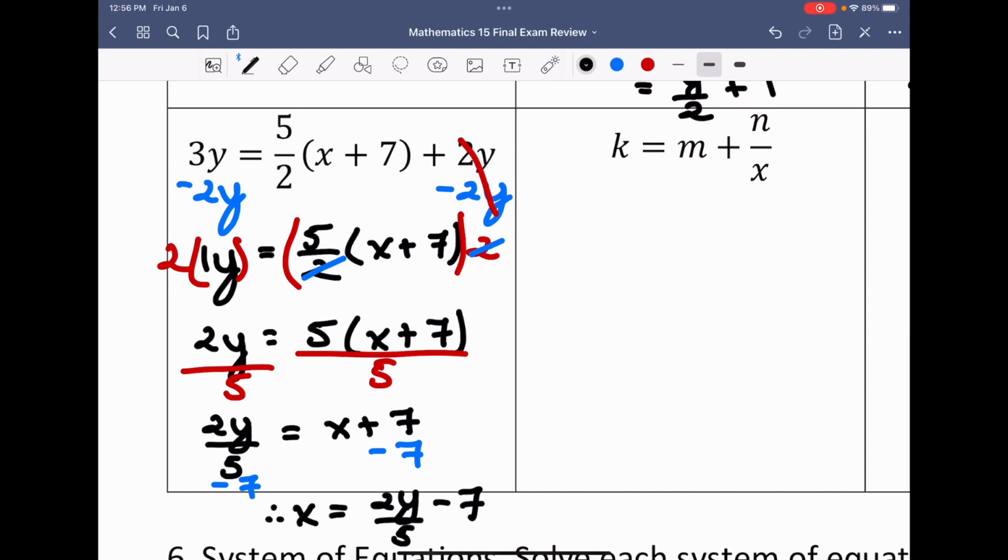There we go. So it's just realizing that we're undoing a bunch of operations. If it's adding, we're subtracting. If it's dividing, we're multiplying. If it's multiplying, we're dividing. We're doing everything in opposites to undo what the equation looks like to get us to our new spot.